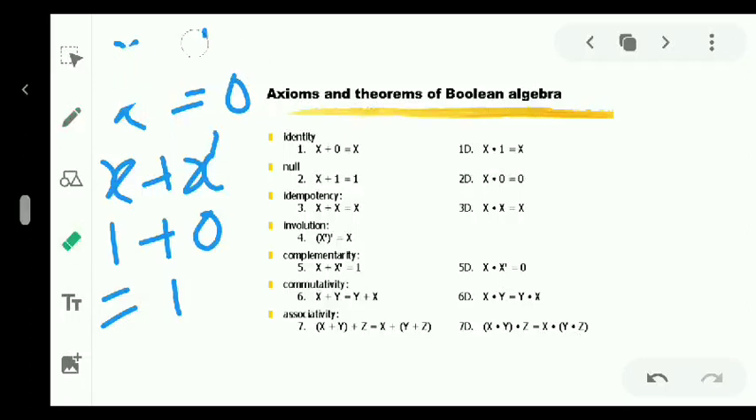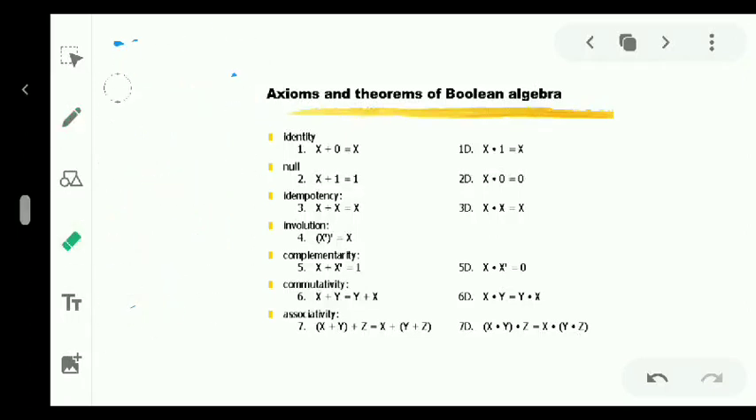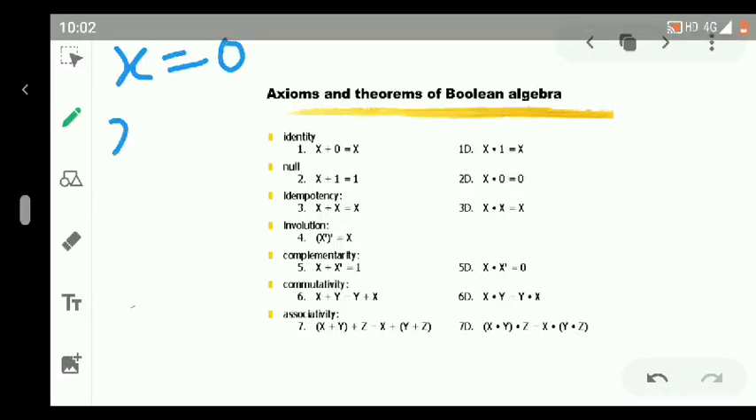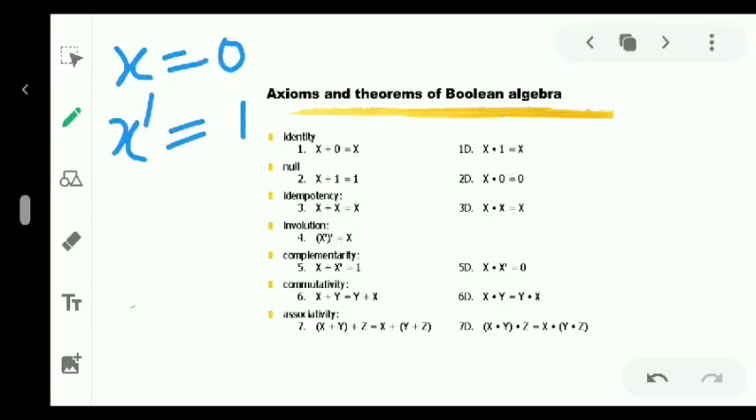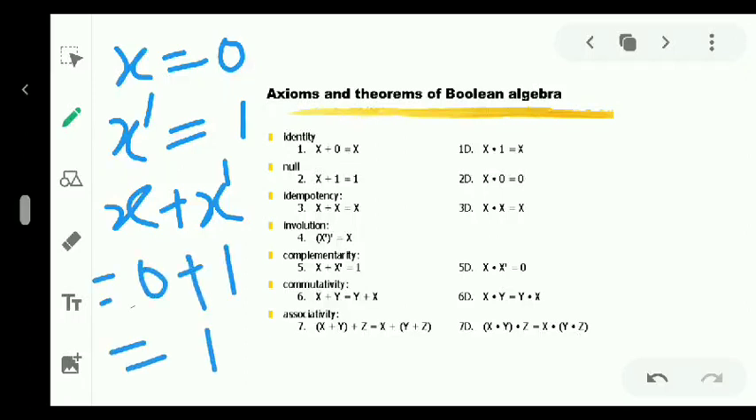Now we will check for the x value of 0. If you check for that one, what will be the output? X value right now I am taking 0. So x bar value will be what? 1. So x plus x bar will be what? 0 plus 1. So answer is again 1. So it is proof. If you add x with the complement of its value, then we will get only 1 as a value.